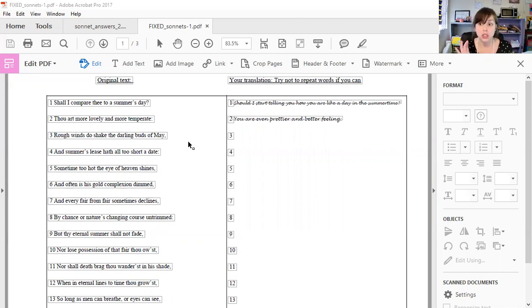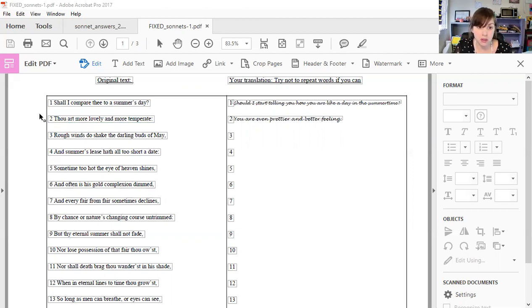So let's look at those first eight lines before we get into the rest. It starts off with him saying, can I compare you to a summer's day? Even though these words seem old fashioned, I want you to notice that you recognize most of these words. I mean, shall, it's a weird word, but we know it, right? Compare, summer, more, lovely, more. Maybe you don't know temperate, but like temperature.